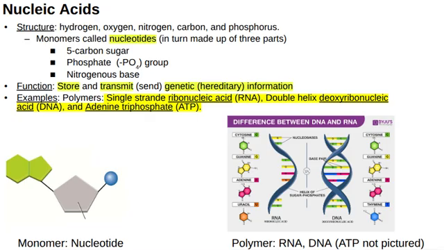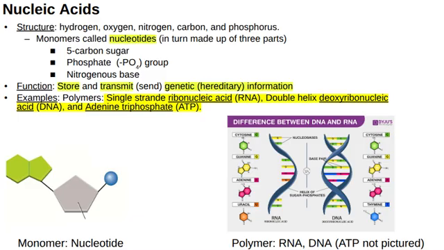Last but not least, let's talk about nucleic acids. When we talk about nucleic acids, there are 3 different types that we talk about in Intro to Biology. We are going to spend a whole lot of time talking about RNA and DNA, but we also will be talking about ATP. The monomer of a nucleic acid, for DNA and RNA, is the nucleotide. Nucleotides are made up of a 5-carbon sugar, a phosphate group, and a nitrogenous base.